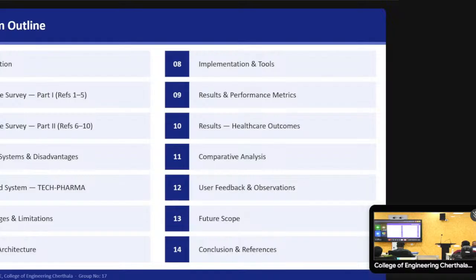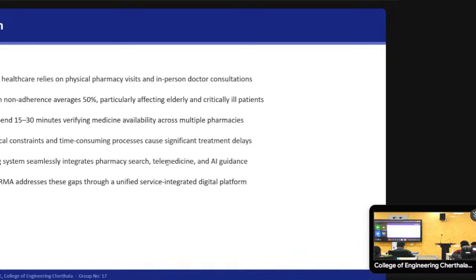This was the introduction. Traditional healthcare systems still depend heavily on physical visits to pharmacies and hospitals. Also, many patients spend around 15 to 30 minutes just checking medicine availability in different shops. Also, studies show that nearly 50% of patients do not take medicines properly, especially elderly people. Currently, no single system integrates pharmacy search, telemedicine, AI guidance, and reminders together. So we developed Tech Pharma, a unified digital healthcare platform that connects everything in one place.